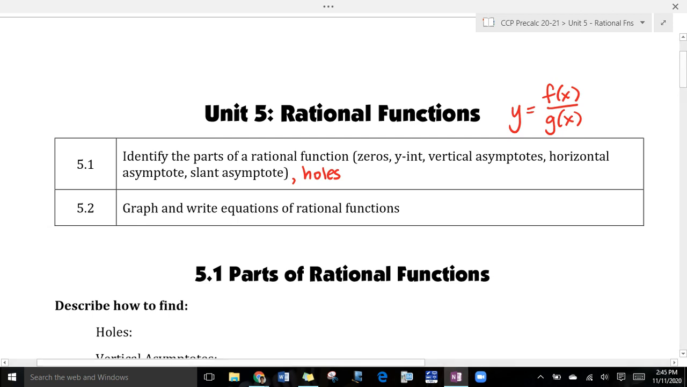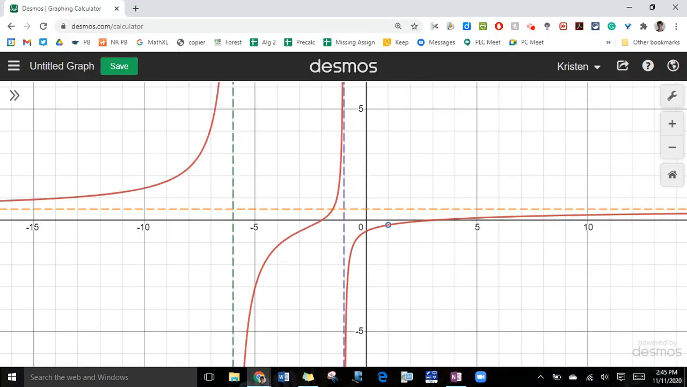Okay, so first I want to take a look at what a rational function looks like when we graph it. This is an example of a single rational function. These three red pieces of the graph make up the function. So it's not just a simple curve, it's a series of curves all put together. You can see in this case we've got an orange dotted line. That would be a horizontal asymptote. We've got two vertical dotted lines. Those would be vertical asymptotes. And then this function even has a little circle here, which we would call the hole in the function. Okay, so those are some of the different parts that we'll be finding.